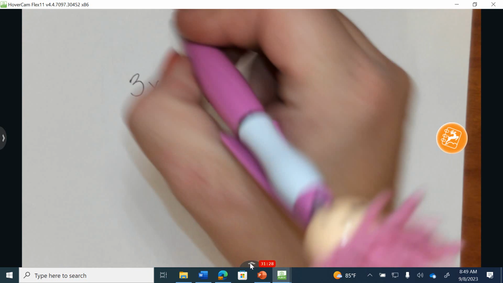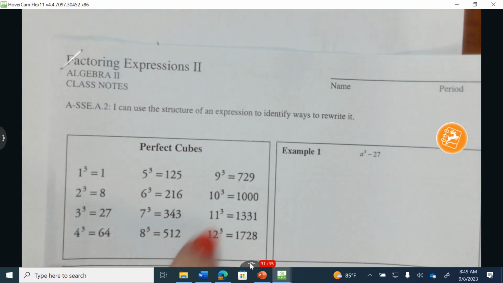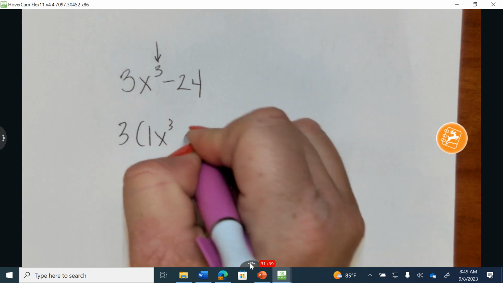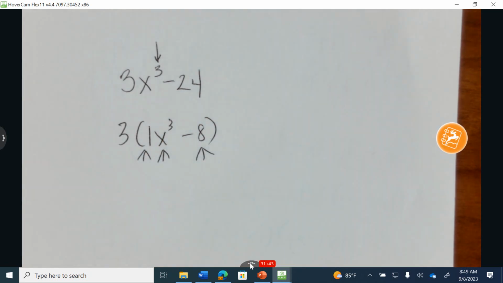So right away when I see a 3, I think cubes. Is this on the list? So I'm going to factor out a 3. 1x cubed minus 8. And I want you to continue to move through this. The bell's going to ring shortly.